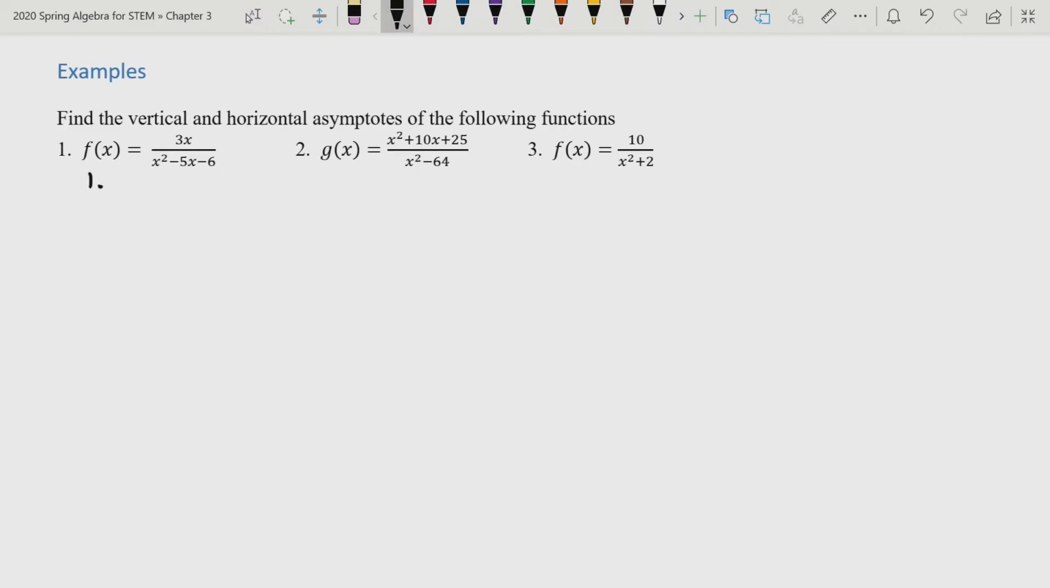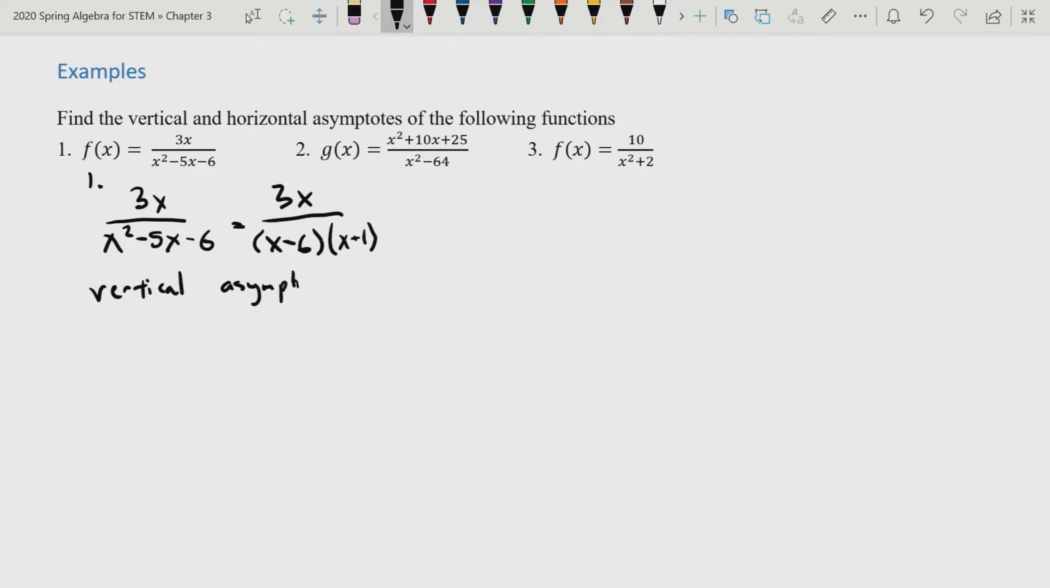Part 1. To find the vertical asymptotes, we factor the numerator and the denominator. So 3x over x squared minus 5x minus 6. The numerator is already factored, and the denominator factors into x minus 6, x plus 1. Nothing cancels, so there's going to be a vertical asymptote wherever the denominator is 0. So the vertical asymptotes are the lines x equals 6 and x equals negative 1. Those are the numbers that make the denominator 0.